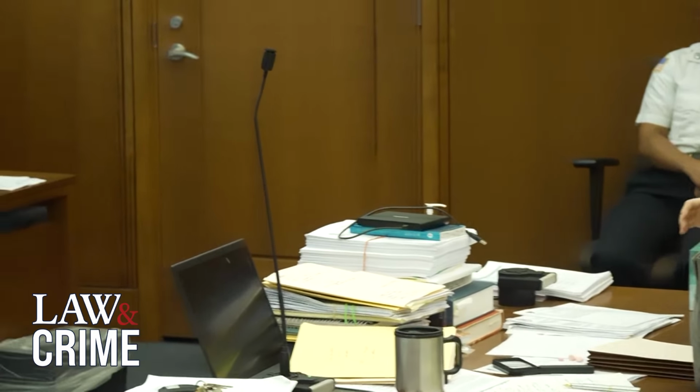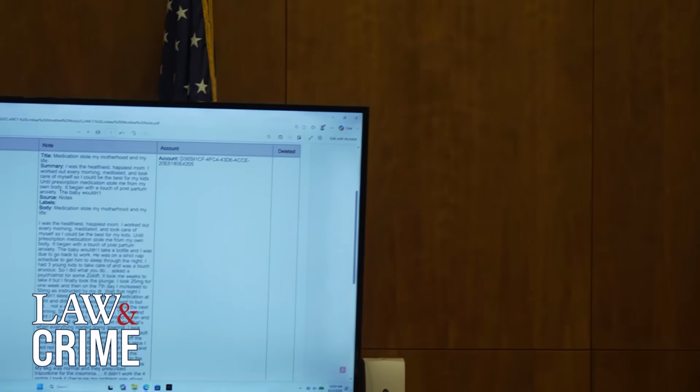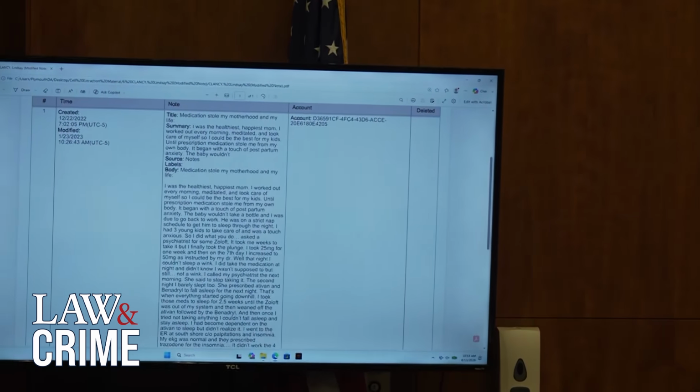This is another note, is that correct? That's correct. And this note, it says it was created December 22nd, 2022, but then it was modified on January 23rd, 2023, correct? Yes. And this note here, again, you don't know how many times it was modified, you just know the last date it was modified, correct? That's correct. And you don't know what was changed in the note, you just know that something was. Correct. Okay. If we could go to the next one.